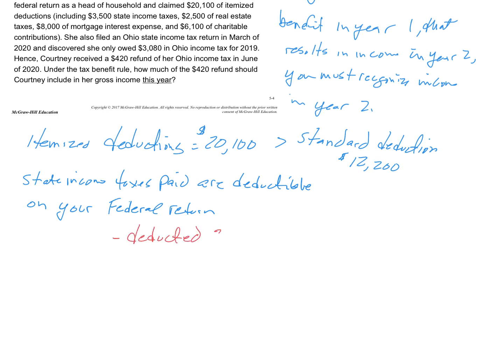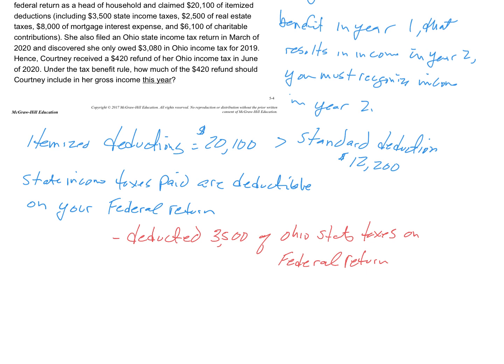So she deducted $3,500 of Ohio state taxes on her federal return. But what happened? Well, we got through the year, right? And what did she realize?